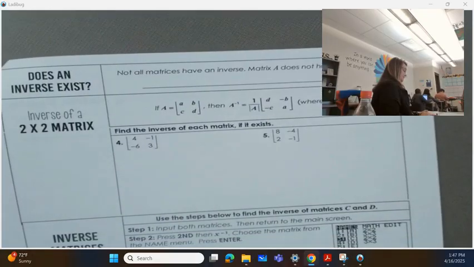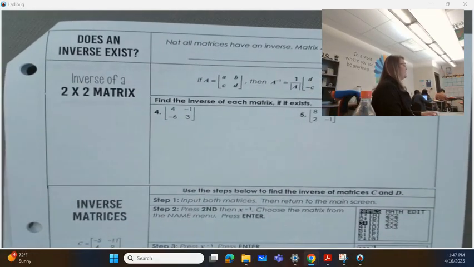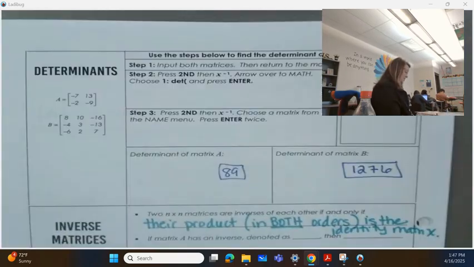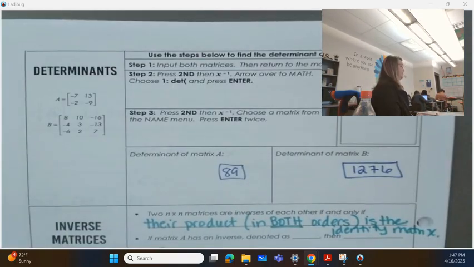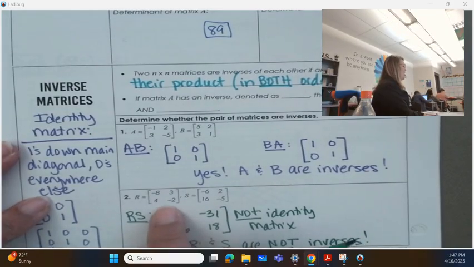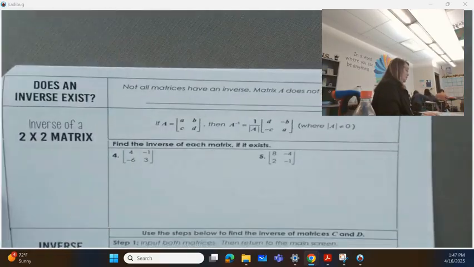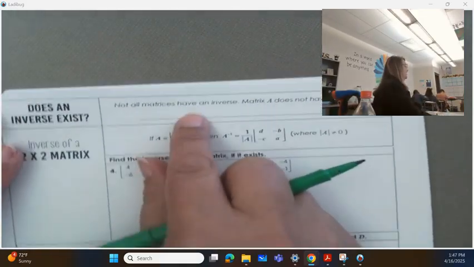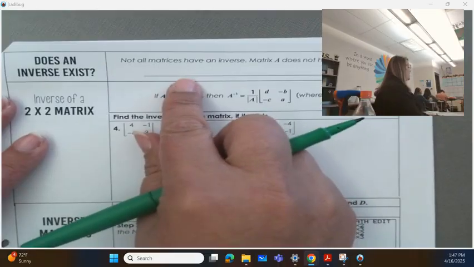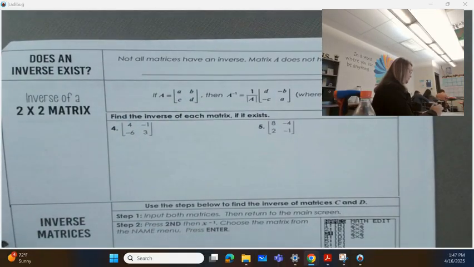So, do all matrices have an inverse matrix? Because like here, we said that S was not the inverse of R. But does R have an inverse? Well, not all matrices have an inverse. The answer to that question is no. All matrices do not have an inverse.